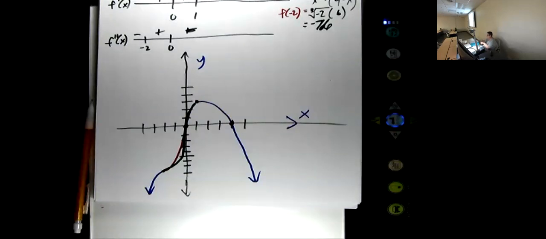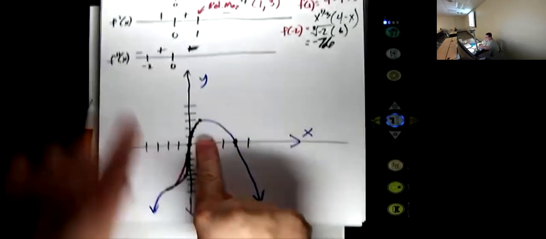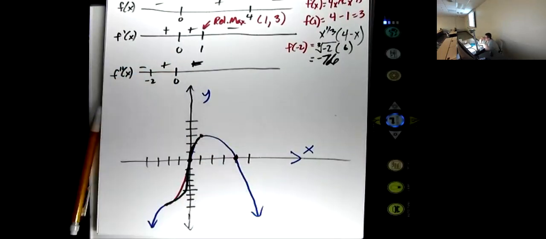At any point after 0, the slope is going to be positive, but it's going to be concave down. The slope is positive up to x equals 1. After 0 it's concave down, which means the slope is still increasing, but it's not increasing as fast.